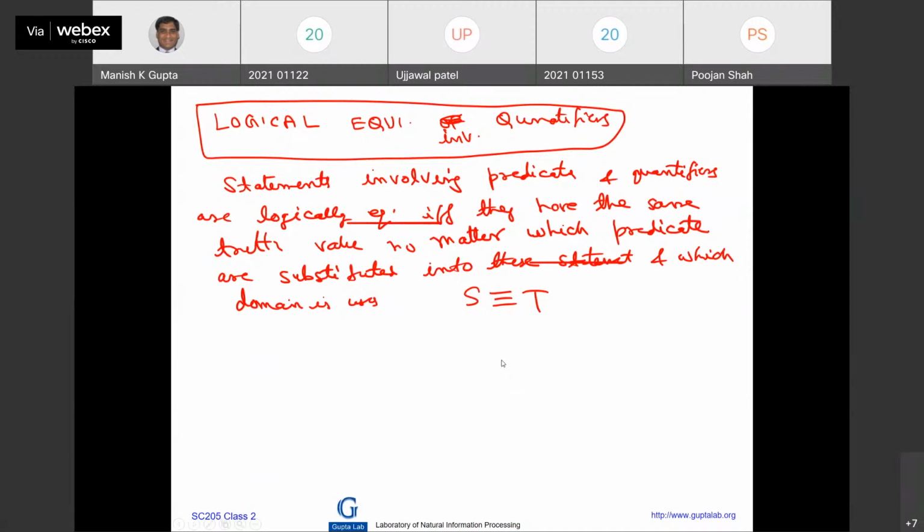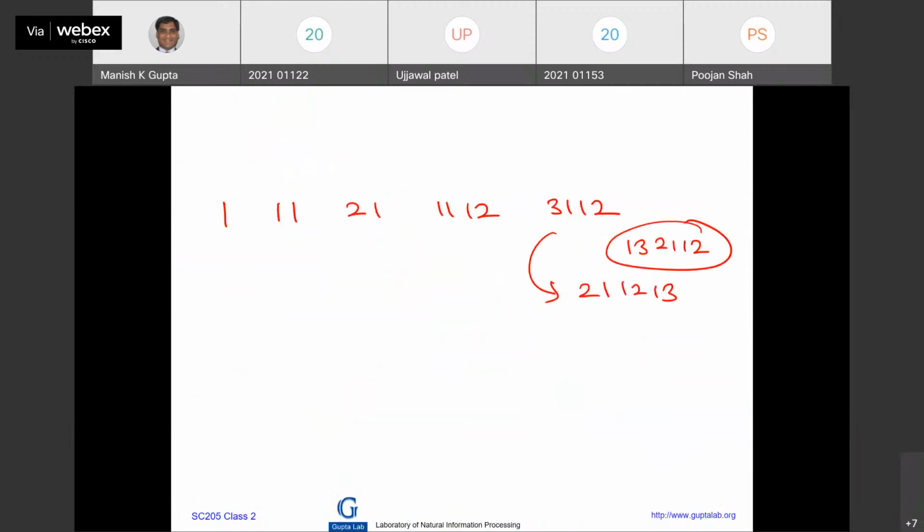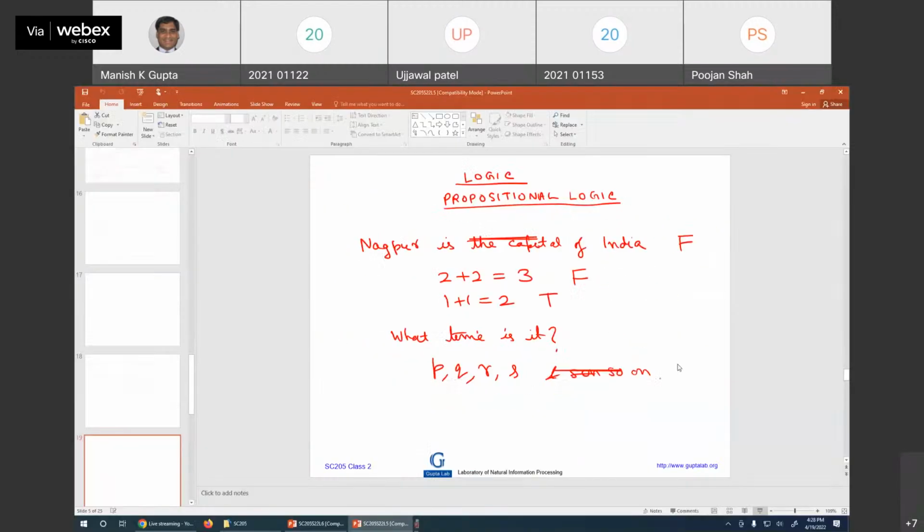Logical equivalence involving quantifiers. So I have shown you this example. For every x, P(x) meet Q(x), is the same thing as for every x, P(x) meet for every x, Q(x). Okay, and then we saw the small proof of this fact. This was a fun thing anyway.